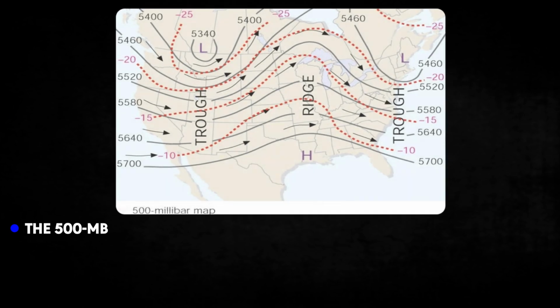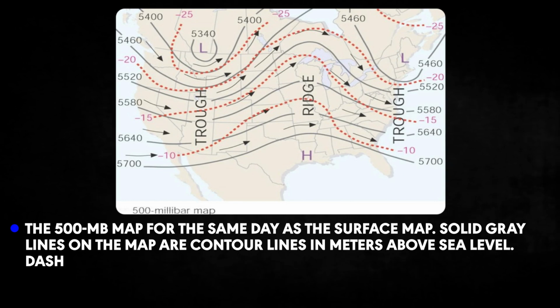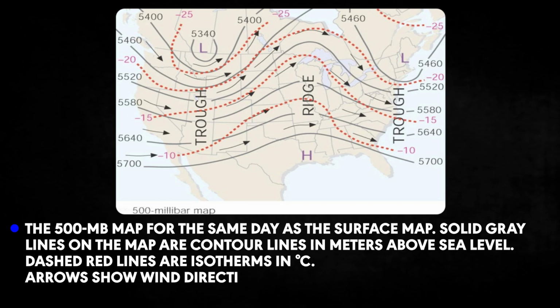The 500 MB map for the same day as the surface map. Solid gray lines on the map are contour lines in meters above sea level. Dashed red lines are isotherms in degrees C. Arrows show wind direction.